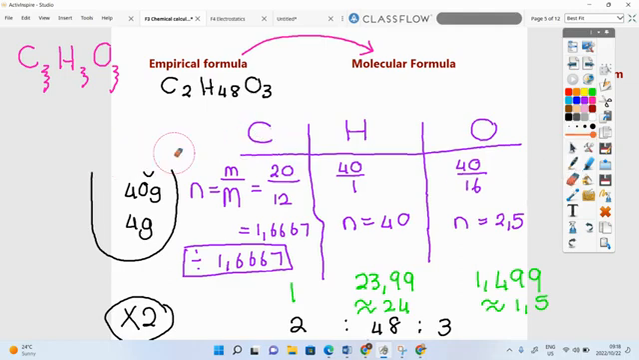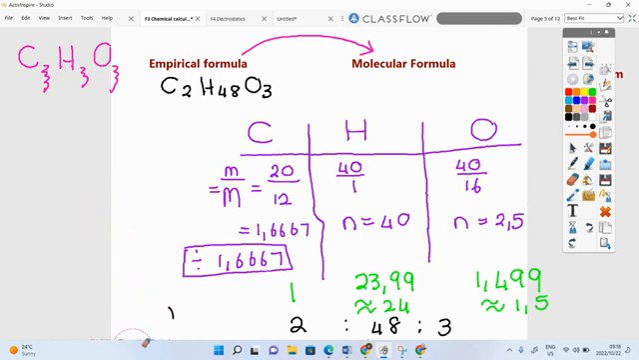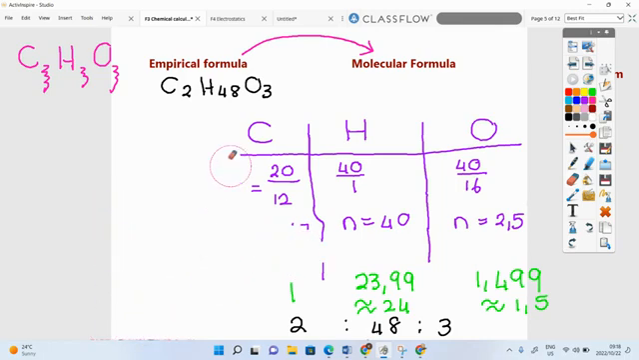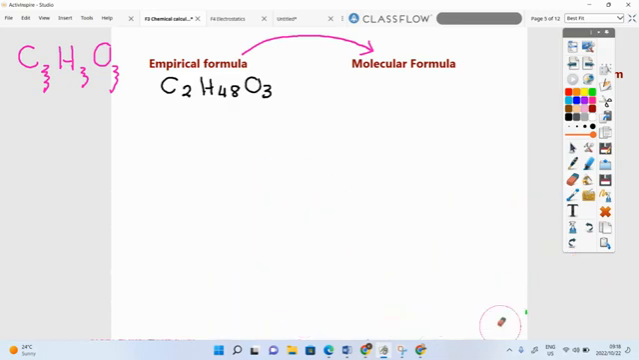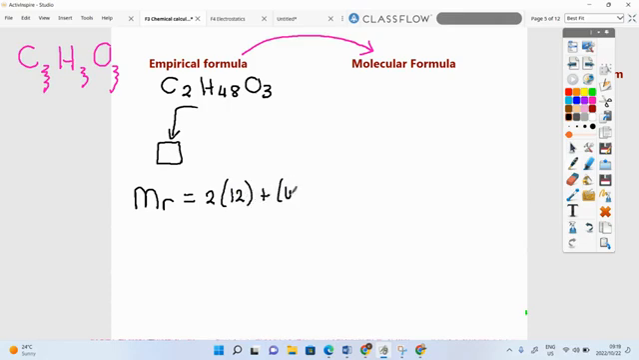Okay, now that's the first thing. Like I say, that substance might not even exist, but it's the building block of this substance. It means that every single building block of this substance is going to have that in it. So your next step, if they then ask you for molecular formula, is to go and work out the molar mass of this thing. So you're going to say, fine, I have 2 carbons, so 2 times 12, plus 48 for the hydrogens, plus 3 times 16.